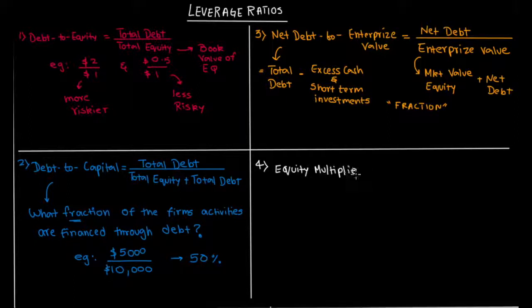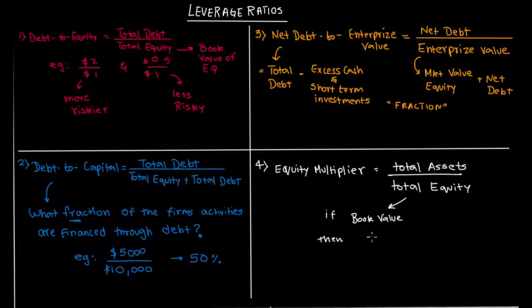Okay, so number 4, we have the equity multiplier, which is total assets divided by total equity. So this is very interesting. This helps us to see how much total assets we have in terms of multiples of the equity. If you're using the book value of equity, then we say it is the book value of equity multiplier. If you're using the market value, it's the market value of equity multiplier.